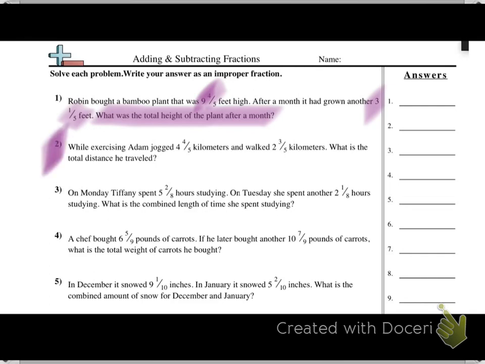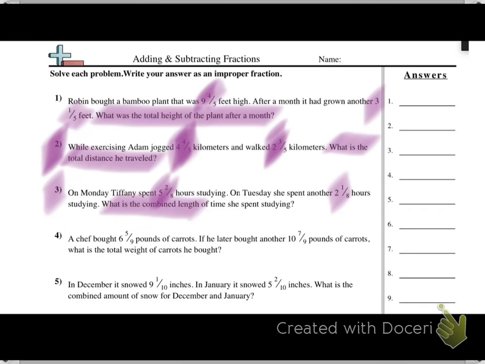Number 2, while exercising, Adam jogged 4 4/5 kilometers and walked 2 3/5 kilometers. What is the total distance he traveled? So the total combined distance. Number 3, on Monday, Tiffany spent 5 2/8 hours studying. On Tuesday, she spent 2 1/8 hours studying. What is the combined length of time she spent studying?